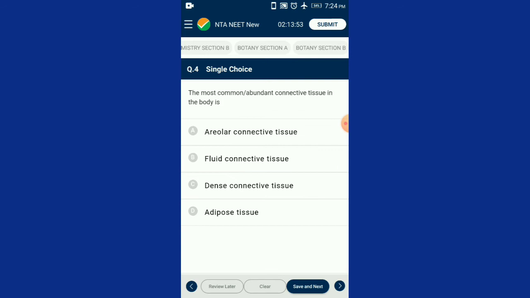Question number 4. The most common or abundant connective tissue in the body is areolar connective tissue. The areolar connective tissue is a tissue with small open spaces, called areolae, and with small air pockets between the network of cells and fibers. Within this tissue, there are three main types of cells, such as fibroblasts, white blood cells, and mast cells, and three types of fibers, such as collagen fibers, elastin fibers, and reticular fibers, and a fluid matrix called ground substance. So the answer for this question is option A.